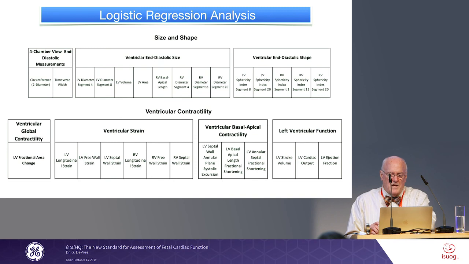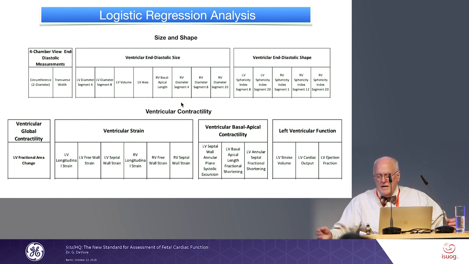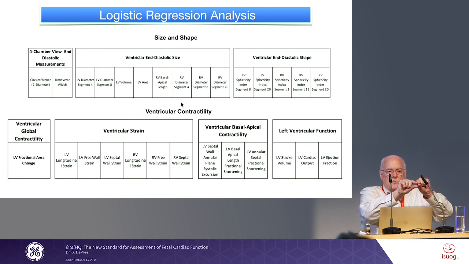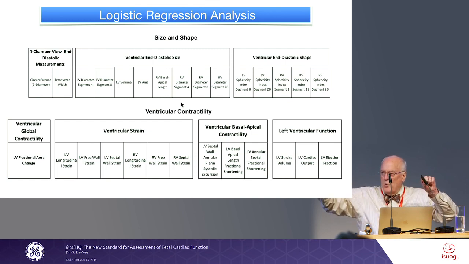These are the variables that came out of the equation. We had the 4-chamber view end-diastolic measurements, ventricular end-diastolic size, ventricular end-diastolic shape, ventricular global contractility, ventricular strain, ventricular base-apical contractility, and left ventricular function. These were the variables of the many that we looked at, and what did they do when we put them into the equation? So what you basically do, you generate your equation from the computer. It says, here's the equation, and these are the variables that are important.